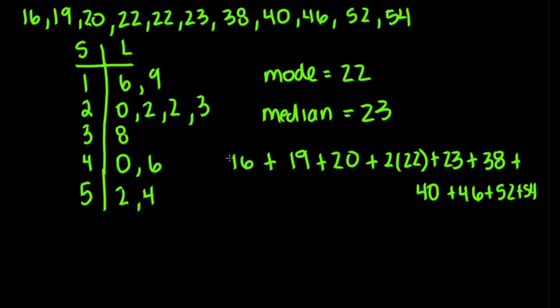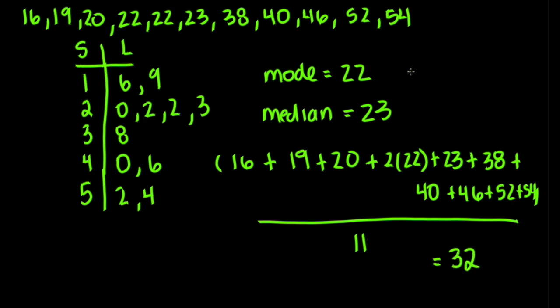We are going to divide all of these numbers by the amount of numbers that we are adding, which we know is 11. So if we add all of these numbers into our calculator and divide it by 11, our answer is 32. So the mean equals 32.